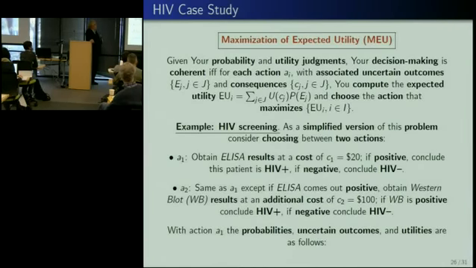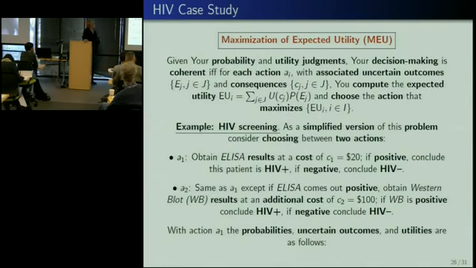Otherwise, declare the patient negative if ELISA says negative. That action is going to have the advantage of being cheap. Now, action 2 is the adaptive action you guys mentioned before. We began by obtaining ELISA for sure at a cost of $20, and then we go on.